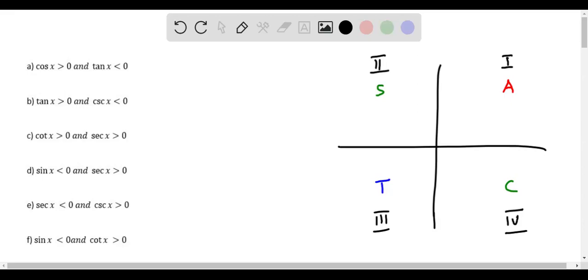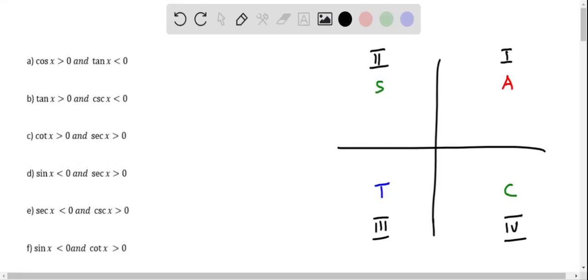We now identify the quadrants in which the terminal point of each arc lies based on the given trigonometric ratios. So in part A, we see that cos x is positive and tangent x is negative. For this, we'll be utilizing this CAST diagram.